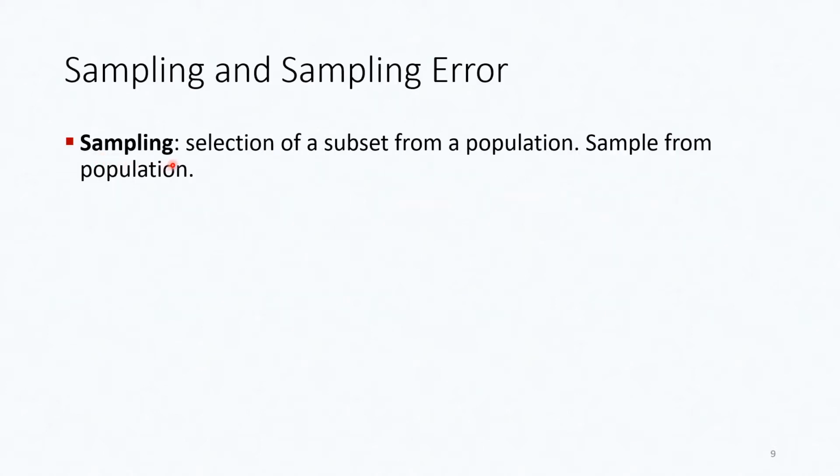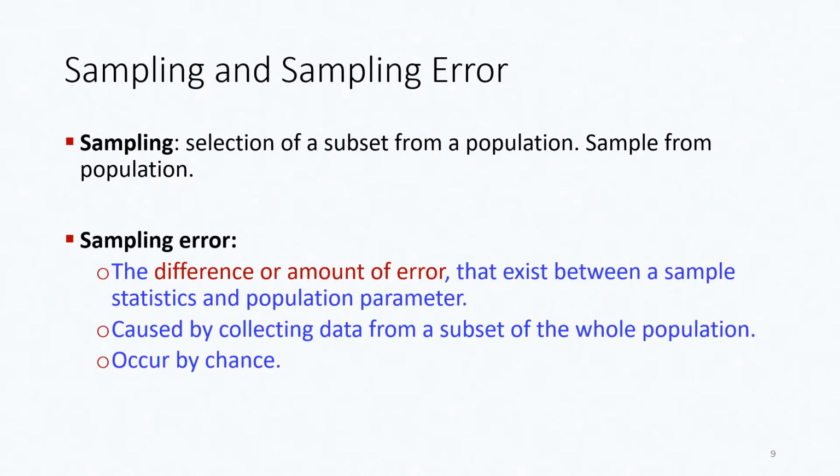Sampling. Sampling means the process of selecting a subset from a population. For example, a sample from a population. Sampling error. Sampling error means the difference or amount of error that exists between a sample statistic and the population parameter, caused by collecting data from a subset of the whole population.